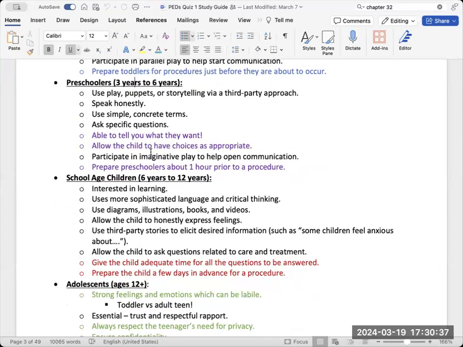And they also have imaginative play, right? They're in this sort of a phase where they kind of imagine things, like they're in their make-believe world, so you could use that to help explain things. And if you're going to have a procedure, you're going to prepare a preschooler 1 hour before the procedure. 1 hour for toddlers right before, for preschoolers 1 hour before.